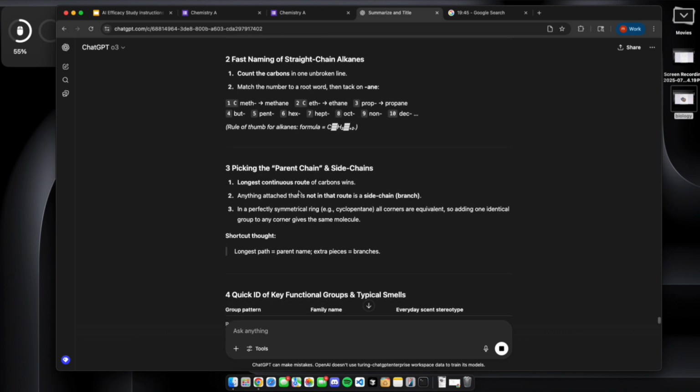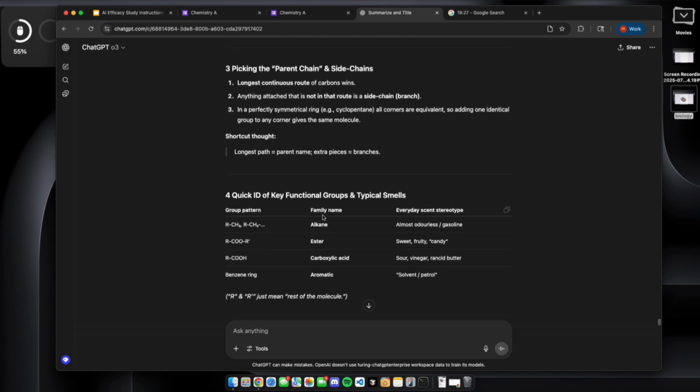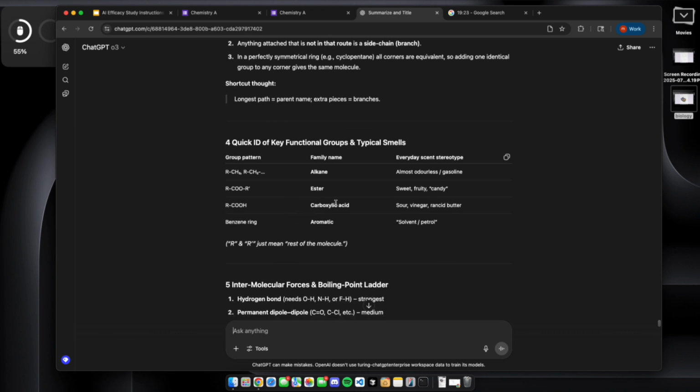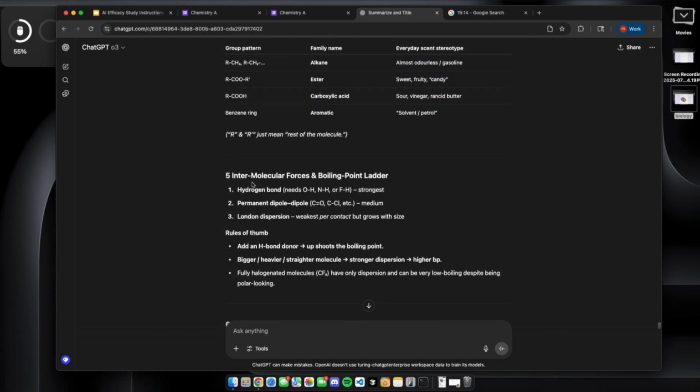Okay, we know about this already. Picking the parent chain: the longest continuous carbon route wins. Everything attached to it that is not in that route is a side chain. All corners are equivalent, so adding one identical group to another corner gives the same molecule. The different smells, that makes sense.